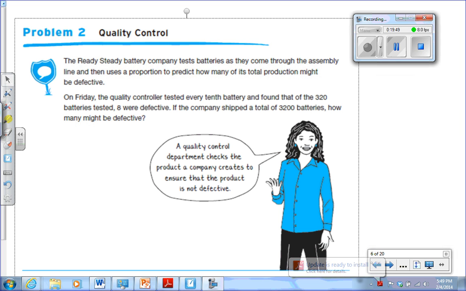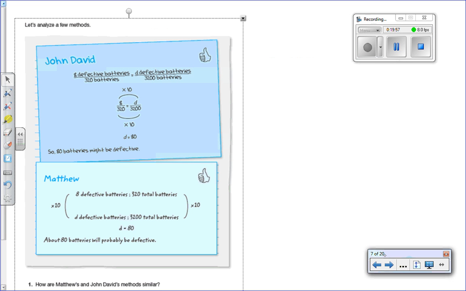Instead of actually solving this problem just yet, if you want to go ahead and try it out, you can. But before we do that, we're going to check out some different people's methods.